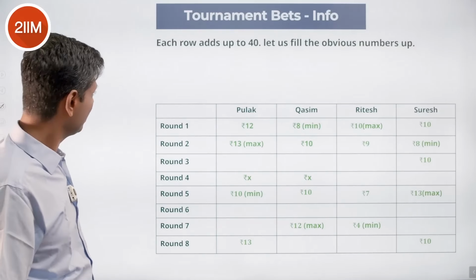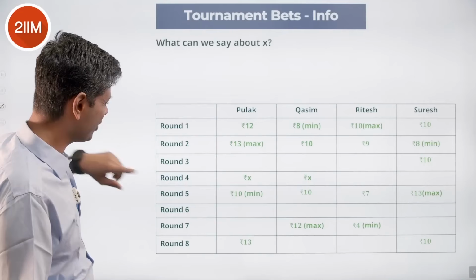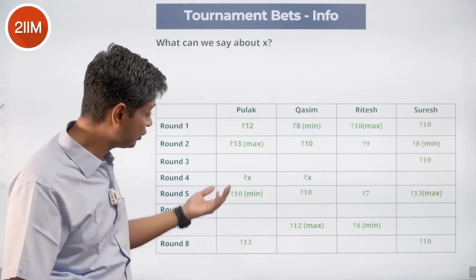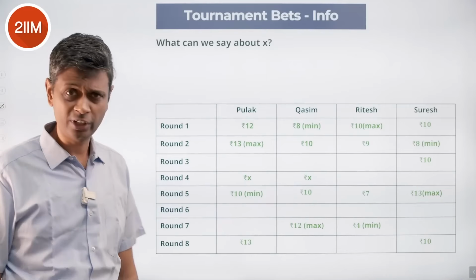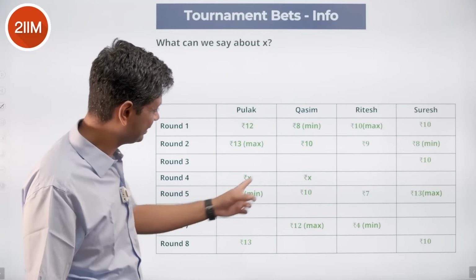Right? Then what can we do after this? What can we say about x? Right, so x is more than 10. How do we know it's more than 10? We don't know it's more than 10. It could be less than 10 also. This is x. This is x.